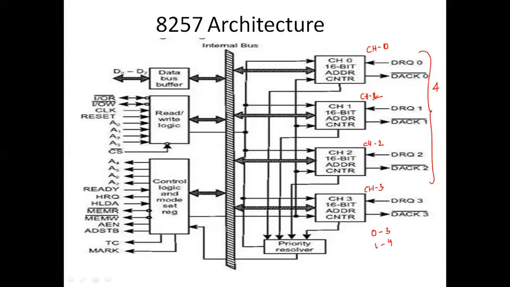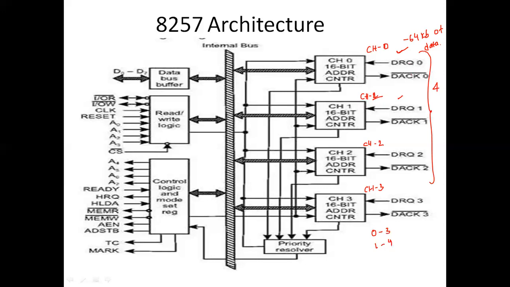So in the DMA controller, each channel can be programmed independently. Channel 0 is independent of channels 1, 2, and 3. Channel 2 is independent of channels 0, 1, and 3. Each channel is independent of one another. Each channel can transfer up to 64 KB of data.